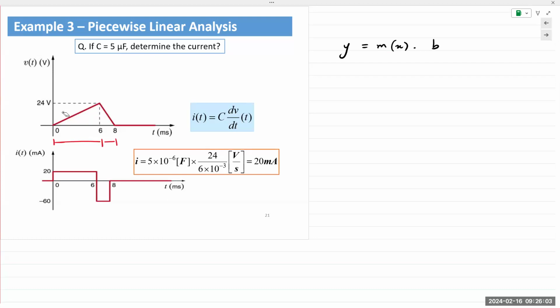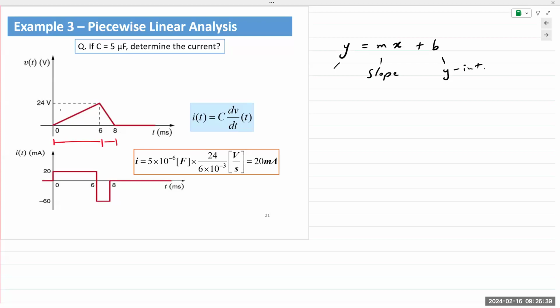mx plus b. Look familiar? y equals mx plus b, or you might use a different variable. You're describing the quantity on the y-axis, m is the slope, and b is the y-intercept. Is everyone familiar with the equation for the line, right?